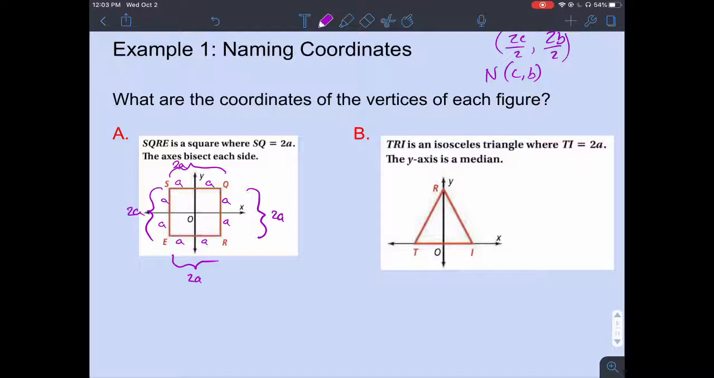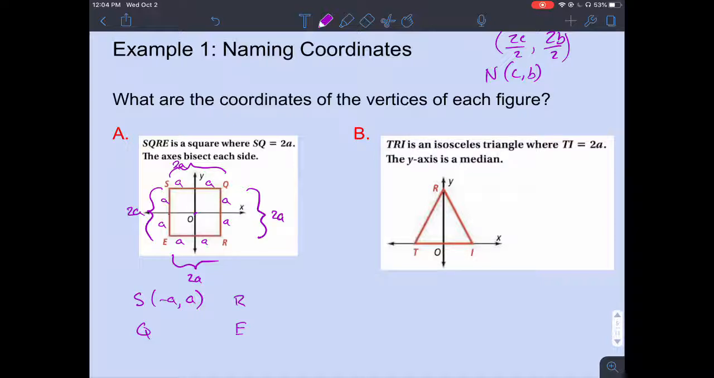So what they want us to do is to find the coordinates. So they want to know what is the coordinate of S, Q, R, and E. So if we start at the origin, we're going to walk over here to S. We're going to walk A units to the left. And since we're going to the left, that's considered a negative. So we have negative A. And then we're going to go A units up, which would be a positive A, to get to coordinate S.